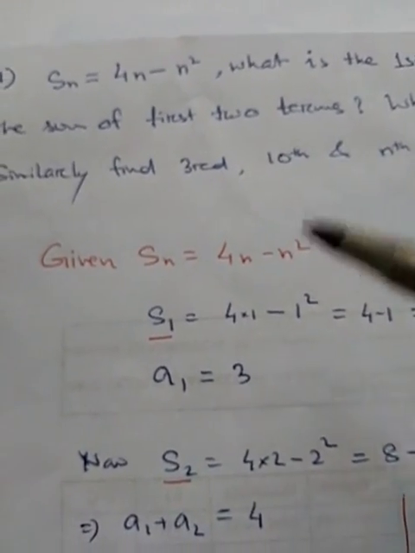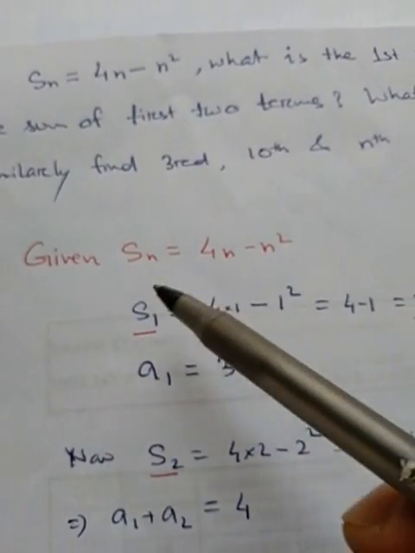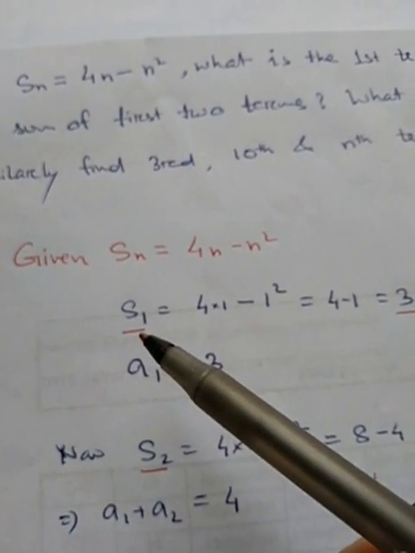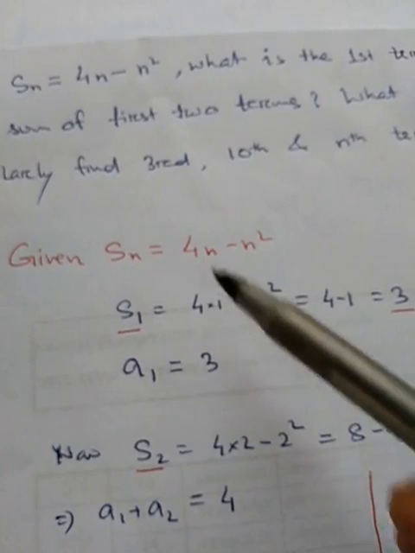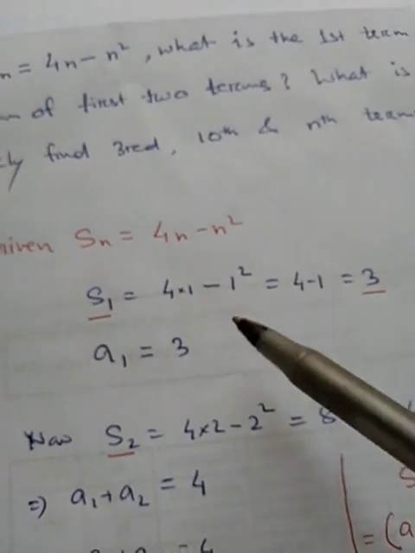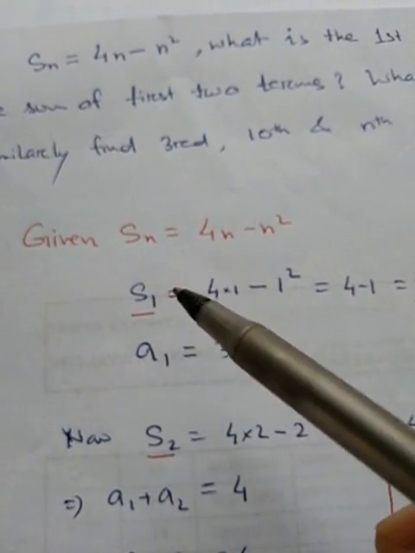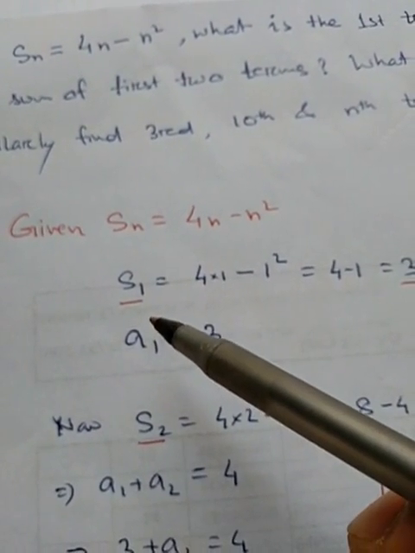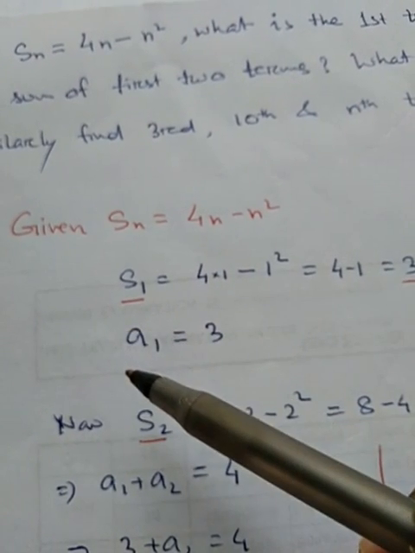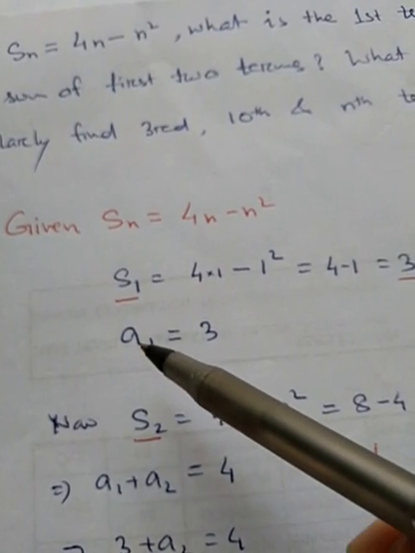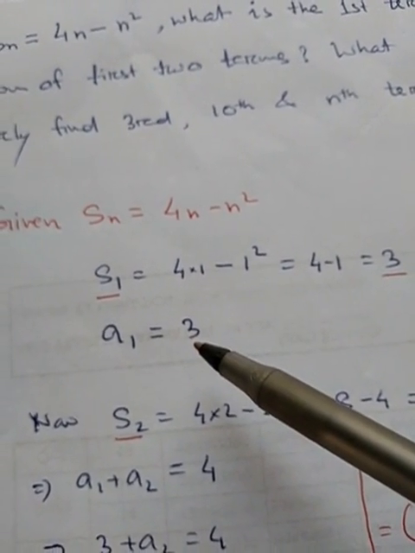So to do this, Sn is given, which is 4n minus n square. Now if we find S1, that is 4 into 1 minus 1 square. So 4 minus 1, which is 3. S1 means sum up to the first term, starting from the first term and up to the first term. It is only the first term, A1, which is equal to 3.